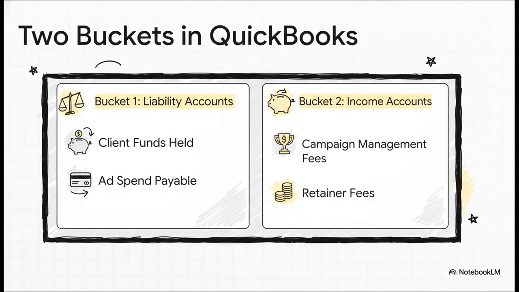So how do we actually build this inside of QuickBooks? It all comes down to your chart of accounts. Bucket 1, you're going to use liability accounts. So when a client pays you for their ad spend, the cash goes in here. Bucket 2, you use income accounts. This is where your management fees and your retainers get recorded. This structure literally forces every single dollar to be categorized correctly from the moment it comes in.